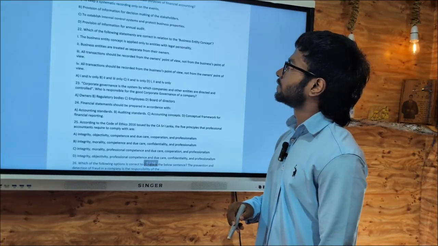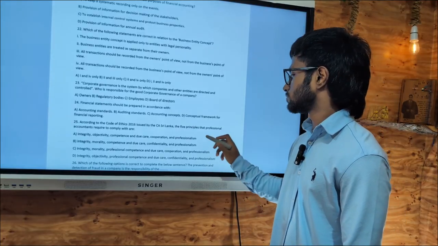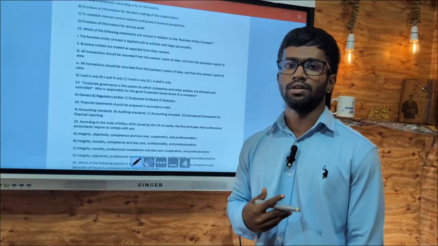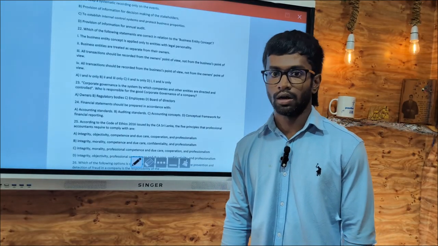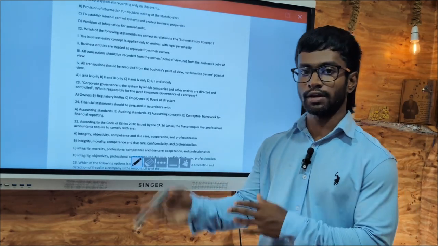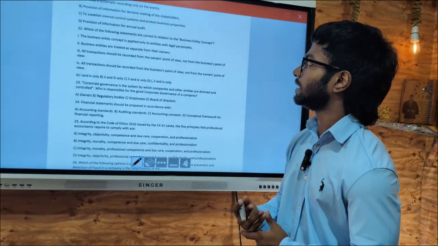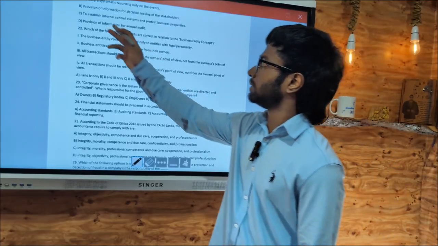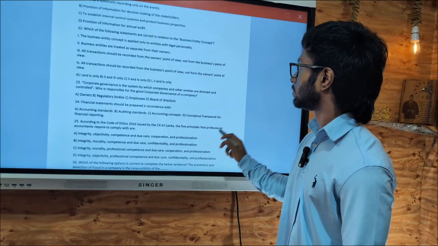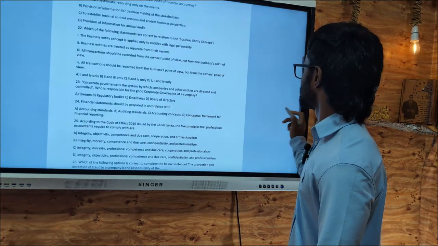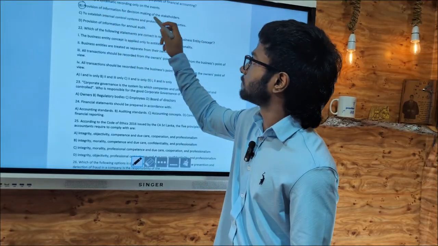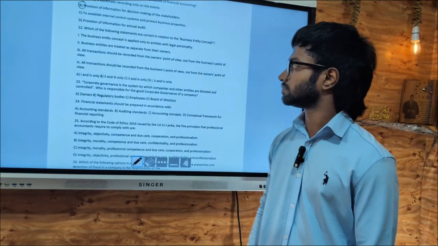Which of the following is one of the main purposes of financial reporting? So I hope you remember, the main purpose of financial reporting is you provide information for your stakeholders, mainly for your investors, lenders, and other creditors, for them to make a decision. So based on that, it should be answer number B, provision of information for decision making of stakeholders.